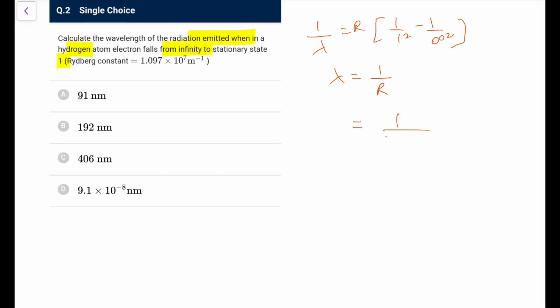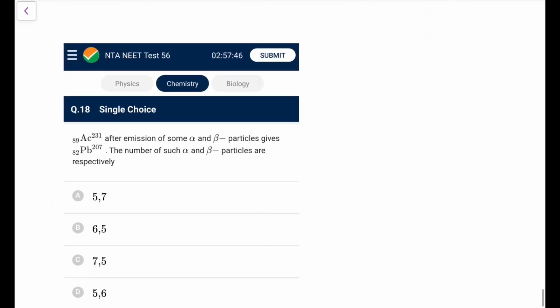1 by r means 1 upon 1.097, and if I take it above, it is 10 to the power minus 7. I can write it as 100 into 10 to the power minus 7 into 1.097 into 10 to the power minus 9, sorry. So this is in nanometer, so it would be some 90 something nanometer, 91 nanometer I remember. So 91 nanometer is what the answer is. You must be remembering this value, most of you must be.